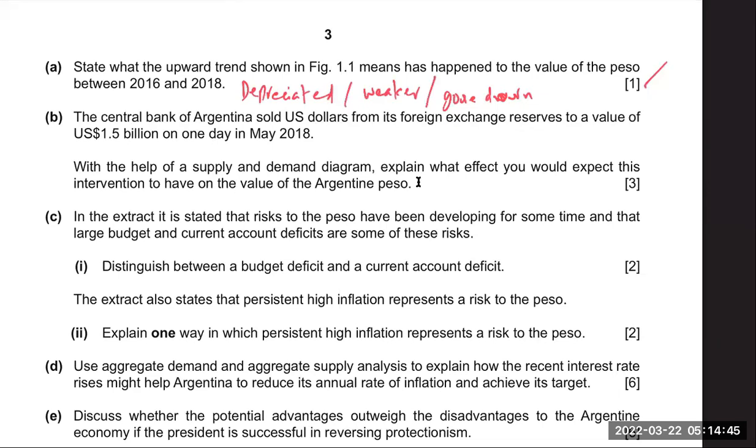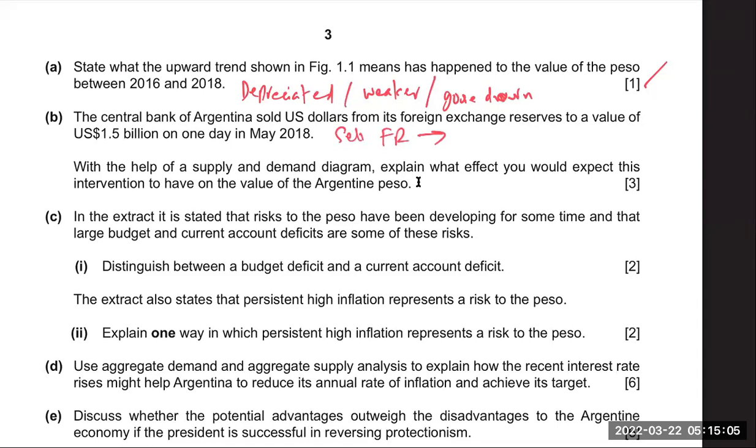I'm looking at the B part now. The Central Bank of Argentina sold US dollars from its foreign exchange reserves to a value of 1.5 billion in 1 day. That's a lot of selling of foreign reserves. When you sell foreign reserves, what happened as a result of this, guys?